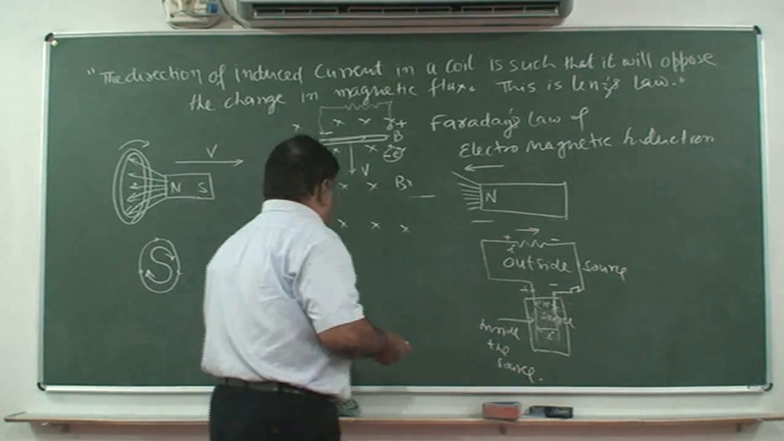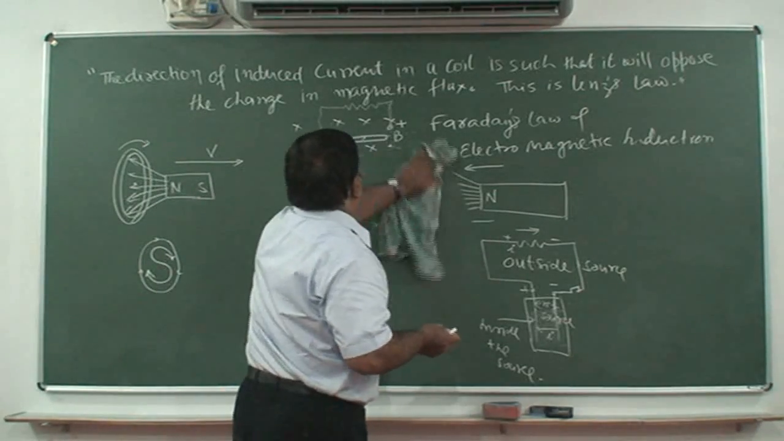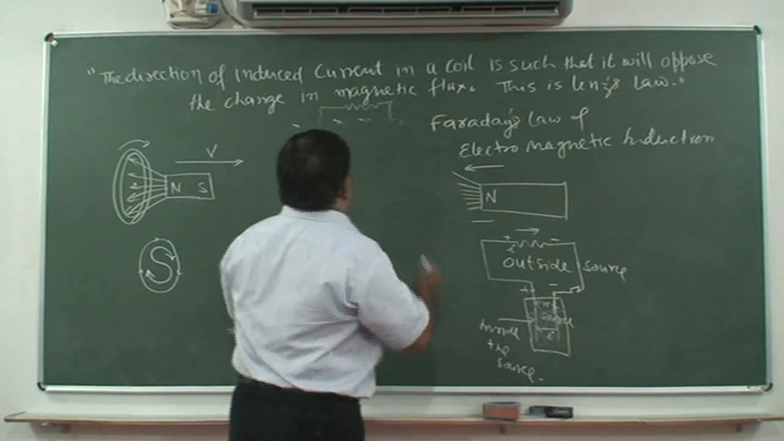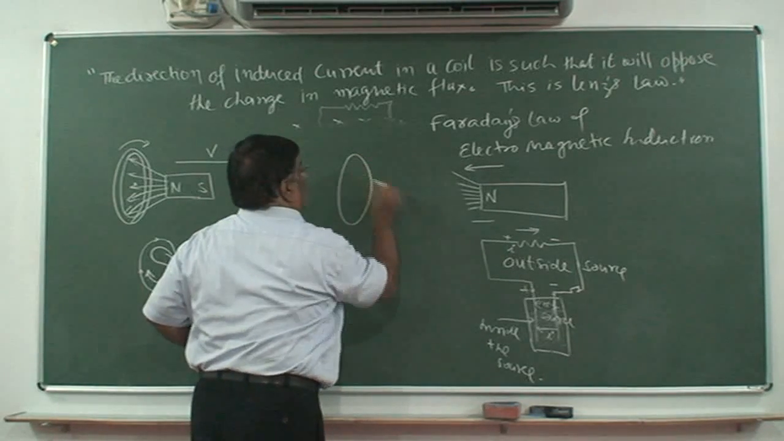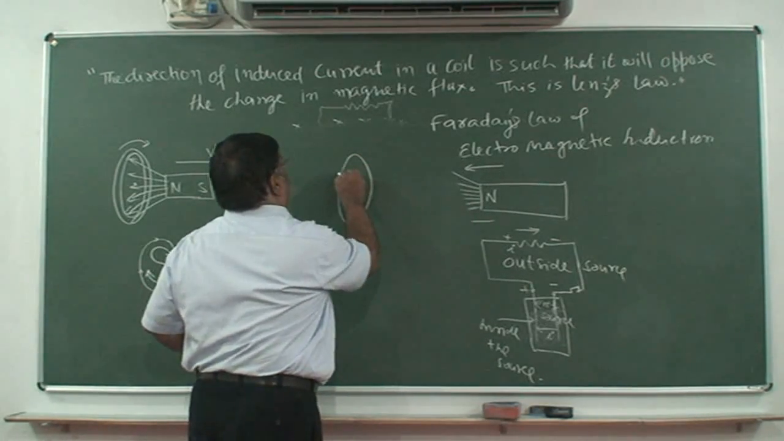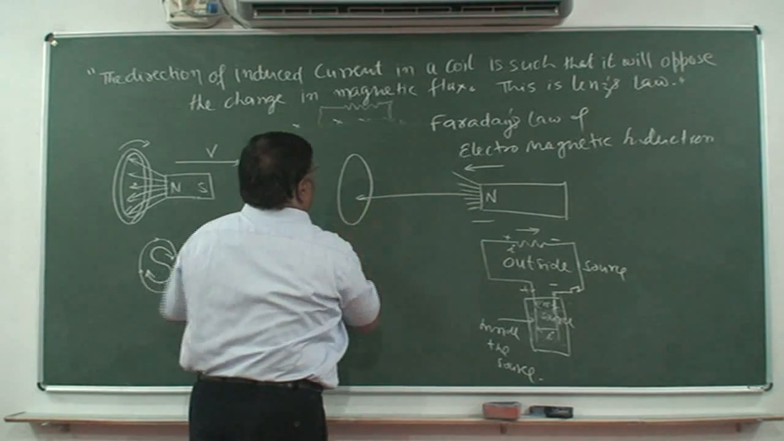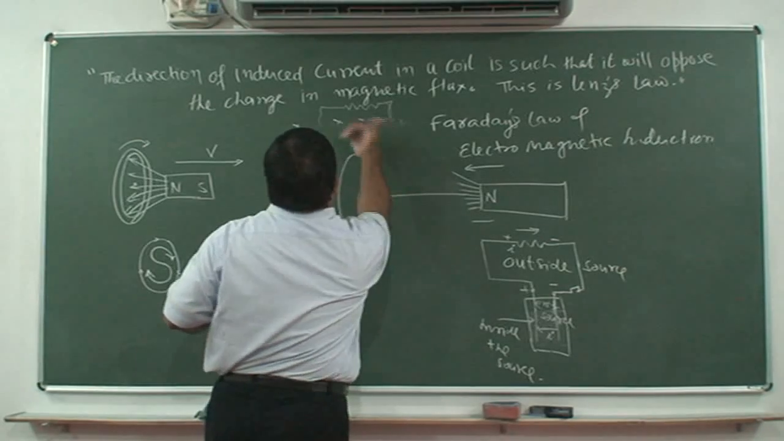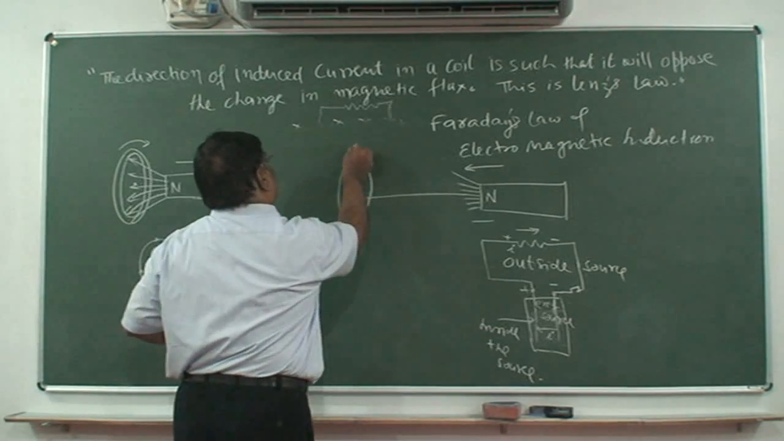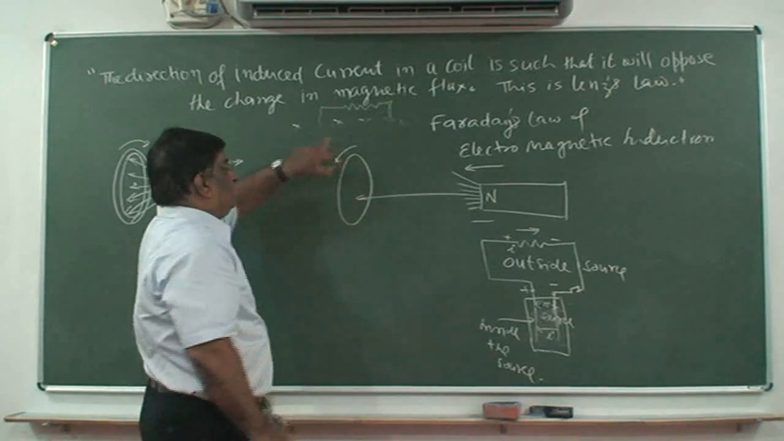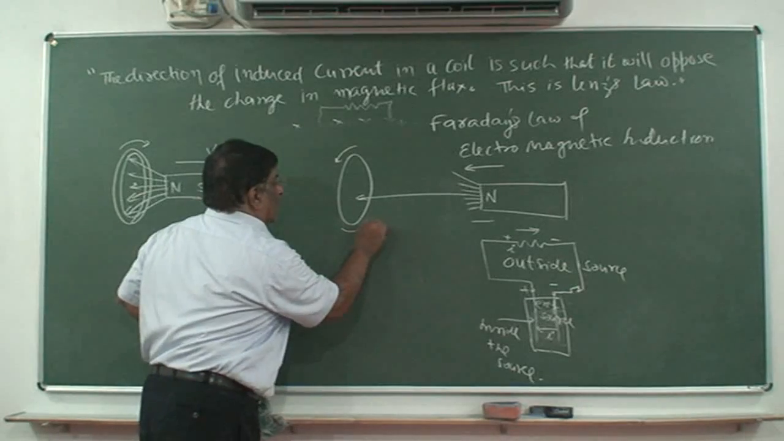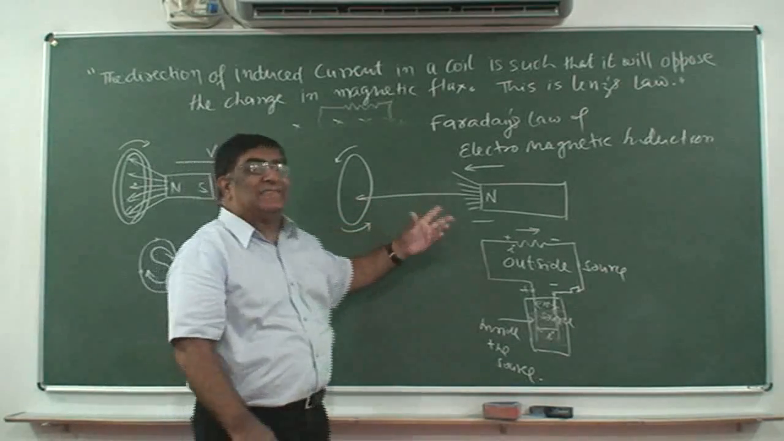When we have a coil here and we are bringing the magnet closer to the coil, current flows in it. If the magnet is coming in this direction, this will make a field in this direction, and there will be current in this direction. This is the current flowing.